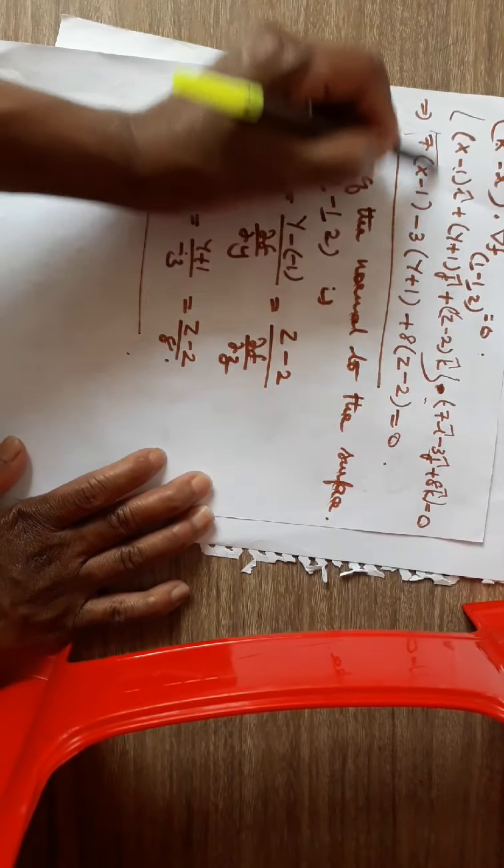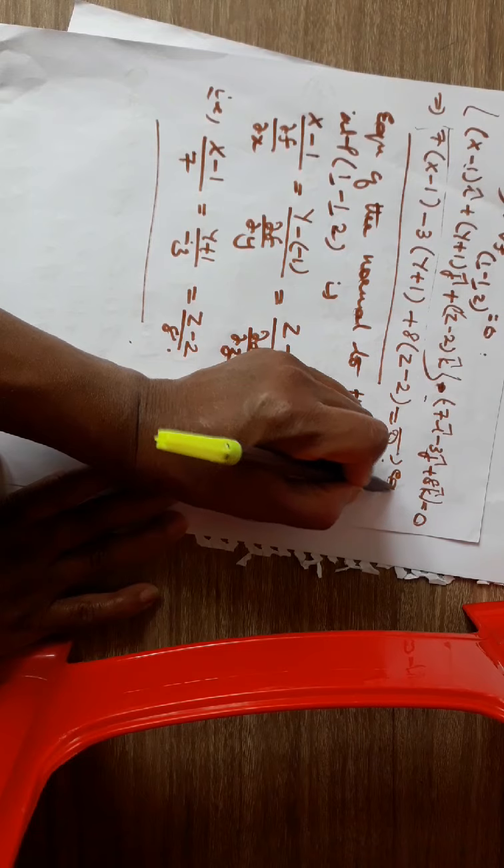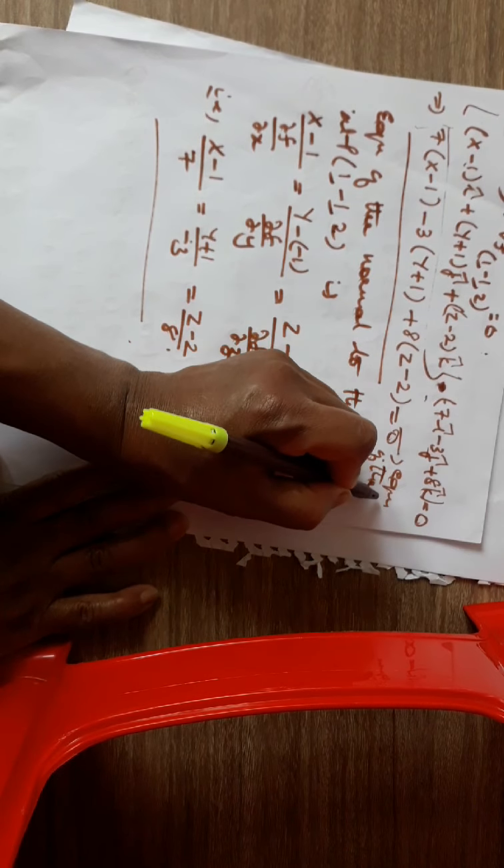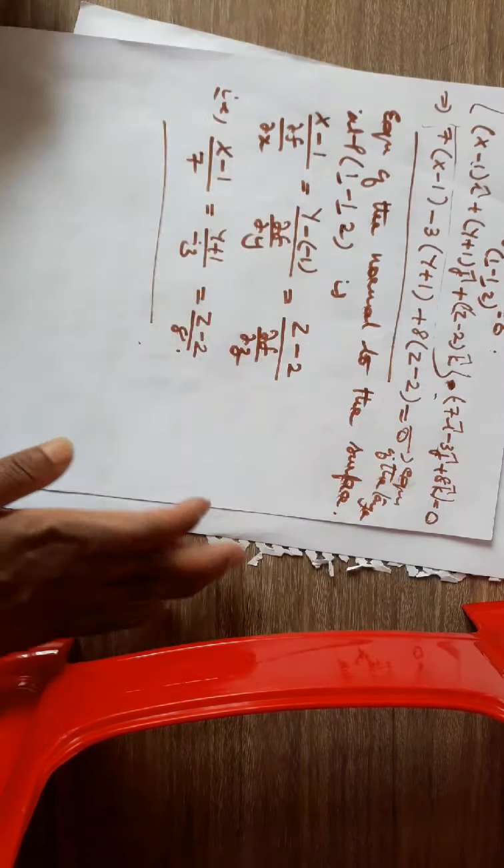Whereas the earlier one is nothing but the equation of the tangent plane to the given surface. I hope it is clear to you.